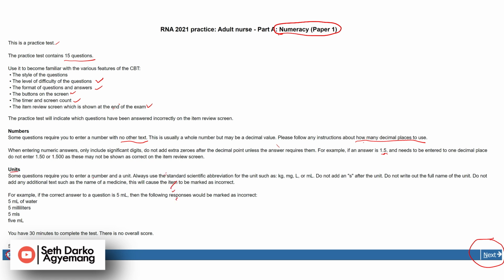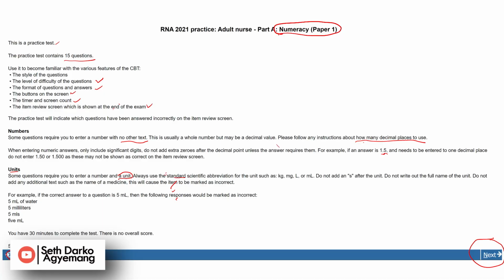Some questions require you to enter a number and then a unit. Remember, some questions require you to enter just a number. Others, you just have to add a unit. Always use the standard scientific abbreviation for the unit, such as kg, mg, L, or ml. Look at how the milliliter is written. It's small m, capital L, not small m, small l. So just keep an eye on that.